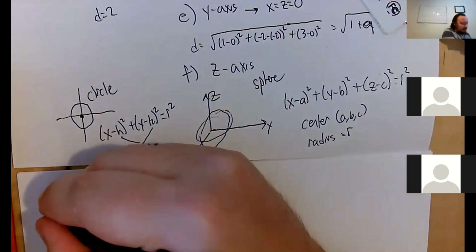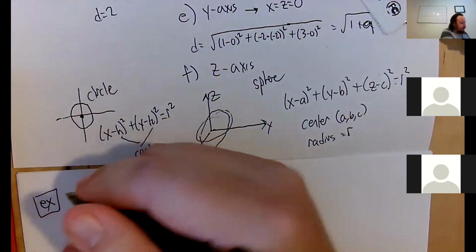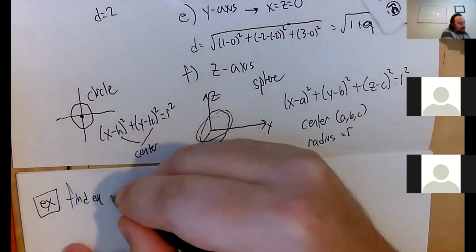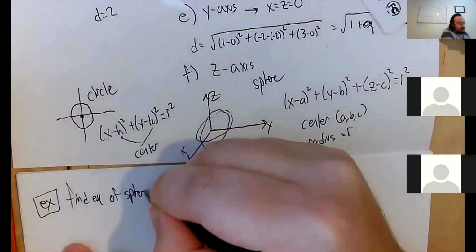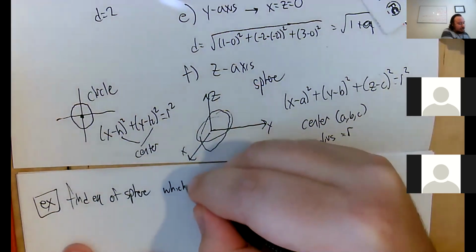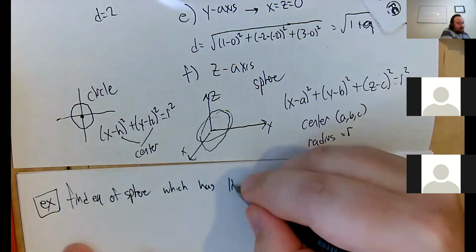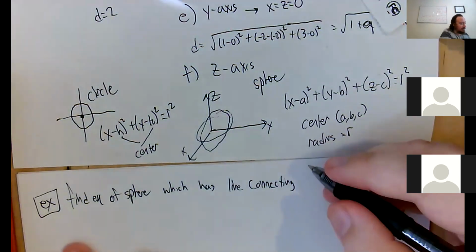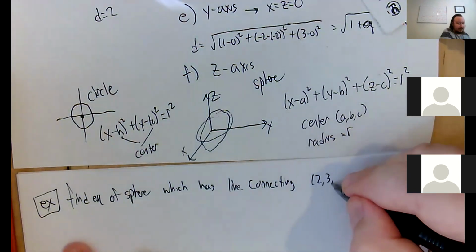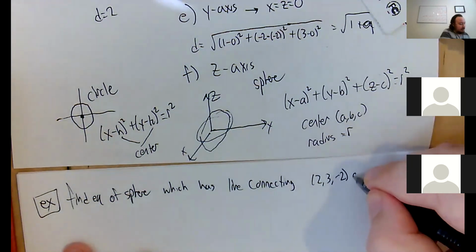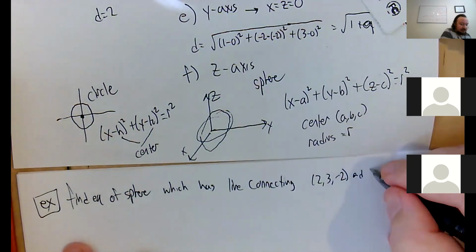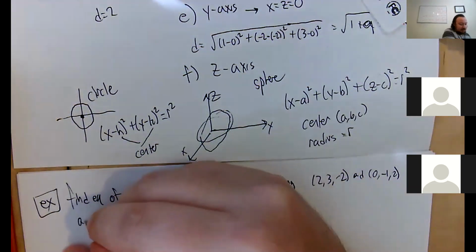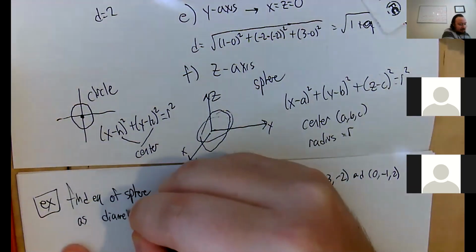Now let's do a problem with this. So here's another example. Find the equation of a sphere which has the line connecting our P1 and P2 from earlier, (2, 3, -2) and (0, -1, 2), as the diameter.